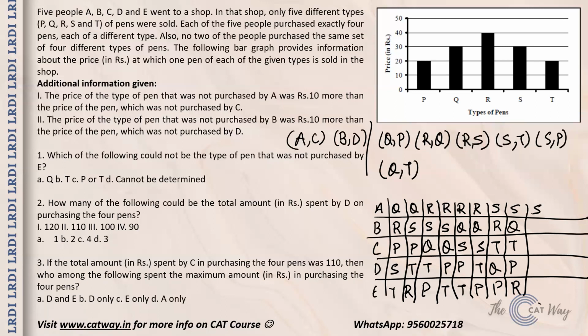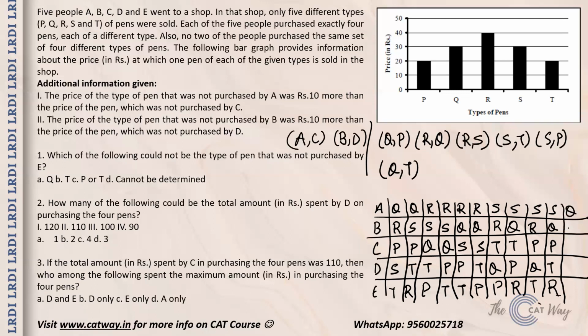Then A and C do not buy S and P. Then the possibilities are that B and D did not buy R and Q. Or similarly, if S and P have not been bought, what is the possibility? QP they cannot have. RQ we have taken. RS is not possible. ST, SP, QT is the possibility, and in this case, E will be having T, and in this case, E will be having R. So SP also we have done.